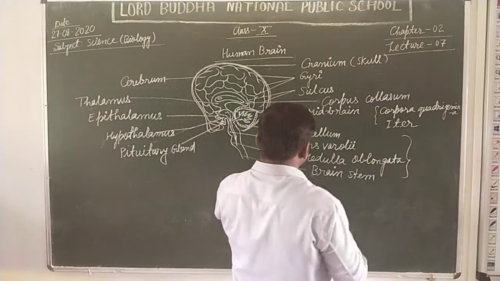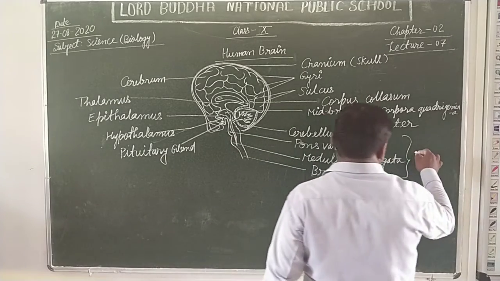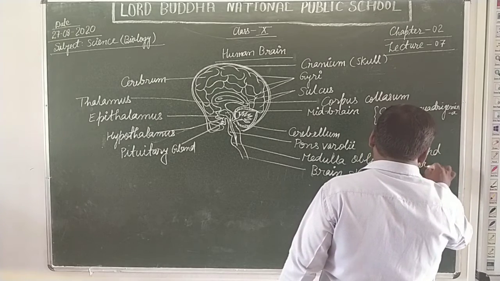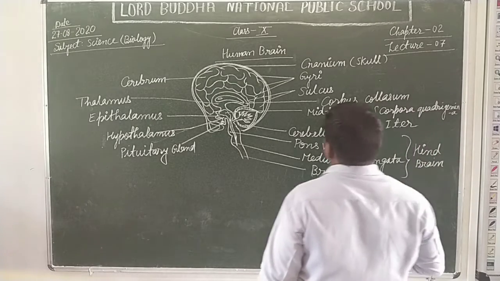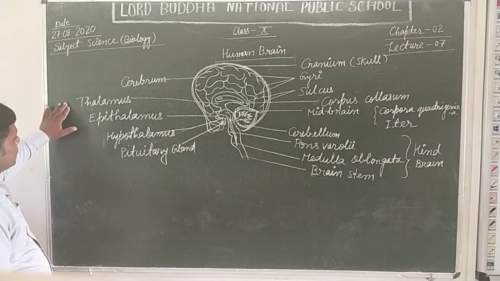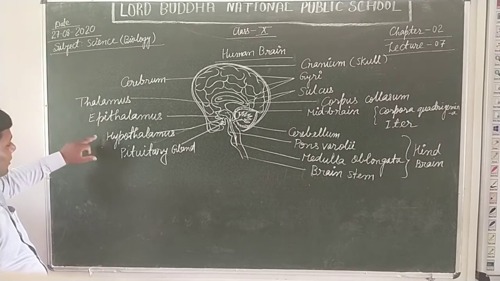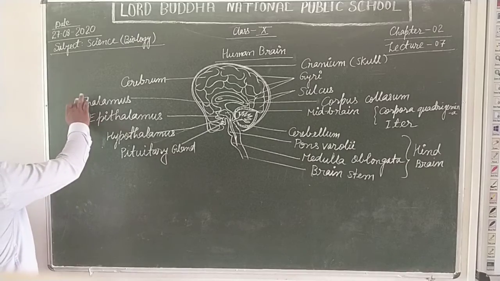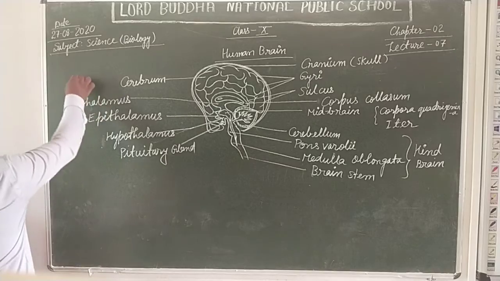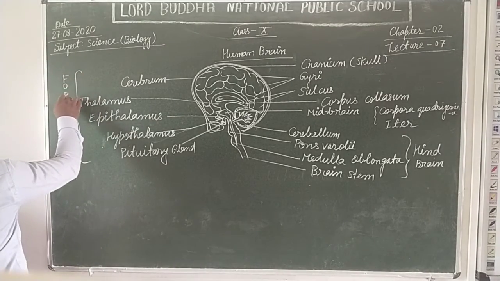This is the cerebellum, pons varolii, and medulla oblongata. These are the parts of the hindbrain, meaning the rhombencephalon. Now students, the cerebrum, and these are the parts of the thalamus, epithalamus, and hypothalamus. These are the parts of the diencephalon, the second part of our forebrain, and these collectively form the forebrain of humans.